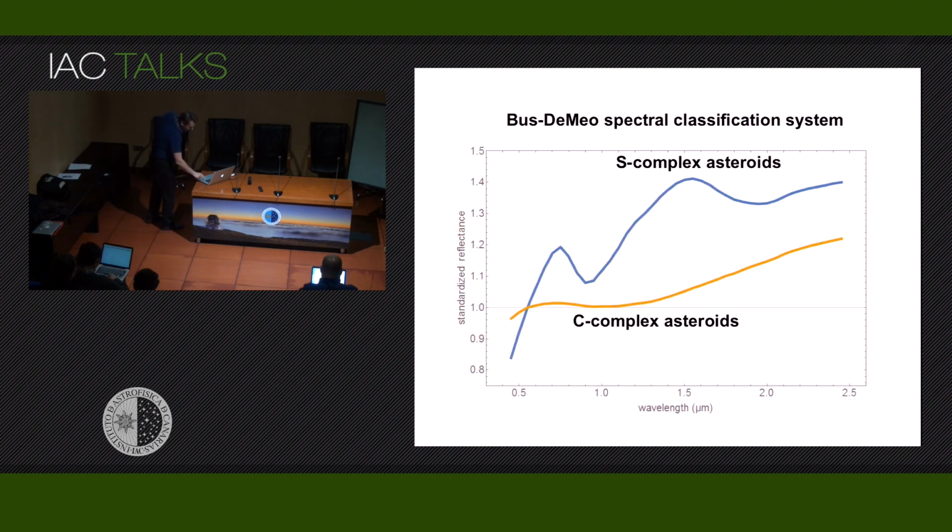Okay, just to remind us what the spectra may look like. If you take the Bus-DeMeo spectral classification system, the S complex has something like that as the spectrum from visible to near infrared. The C complex has fewer features. Maybe a curve like that would then describe a typical curve for a C complex asteroid.